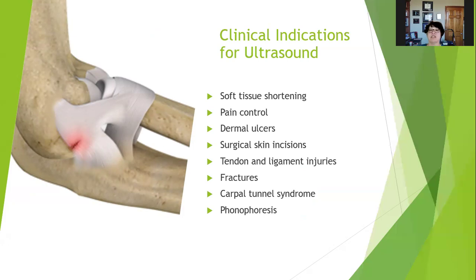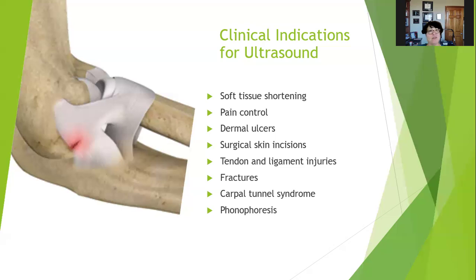Clinical indications for ultrasound: soft tissue shortening, like I was talking about with my former patient, pain control sometimes, dermal ulcers. Somebody has skin ulcers, ultrasound can help improve healing. Surgical skin incisions, as long as you don't have plastic parts underneath it. That's one of the contraindications. So if somebody has a knee replacement, don't use ultrasound on their knee. Tendon and ligament injuries, fractures, carpal tunnel syndrome, phonophoresis, which is where we use the sound waves to push medications in transdermally, usually anti-inflammatory medications.